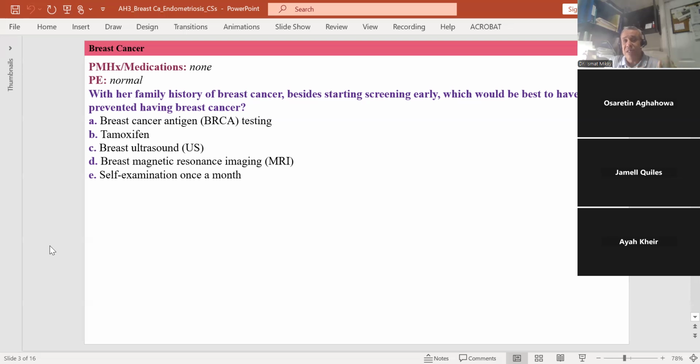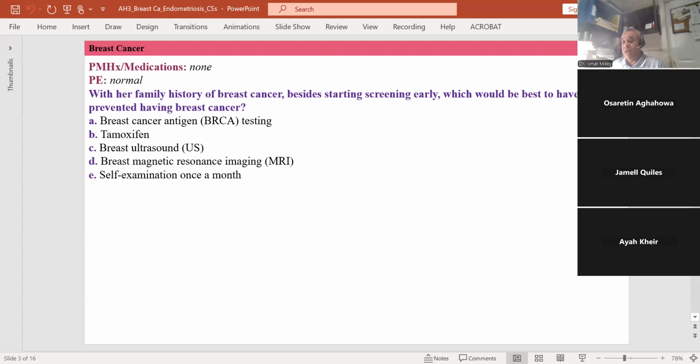I have another set of PowerPoint slides, a few slides going over the most significant concepts and content from different areas like neuro, kidneys and renal disorders, as well as breast cancer. That will be the last slide in the other set, but this one is purely about breast cancer and endometriosis. So the answer is tamoxifen, because tamoxifen will prevent the breast cancer from occurring in the first place.